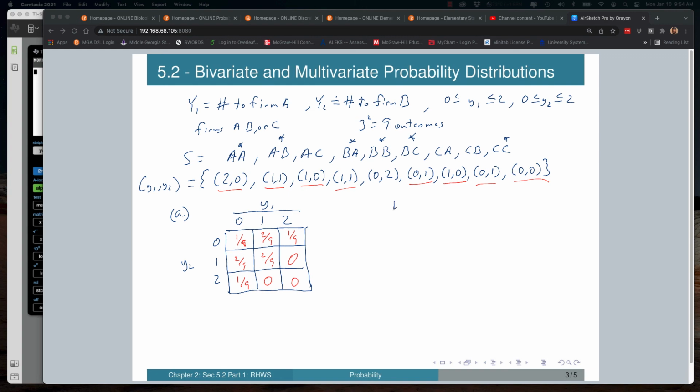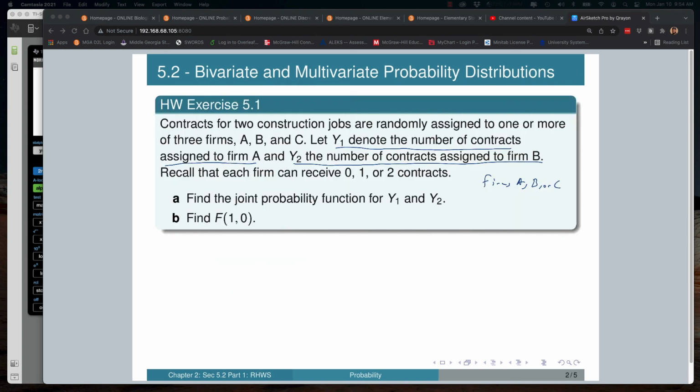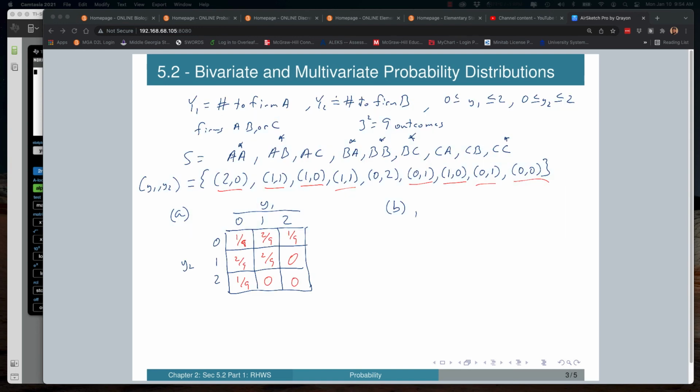Part B asked us to find capital F of 1, 0, or the distribution function at 1, 0. So we're going to do F of 1, 0, which is again the probability that y1 is less than or equal to 1, and the random variable y sub 2 is less than or equal to 0. We can definitely find this. Remember, this is taking on the values 0 and 1, and this one just takes on the value of 0 because we don't have anything smaller than 0.